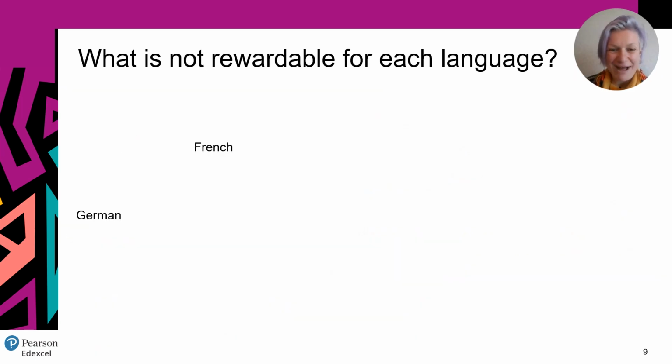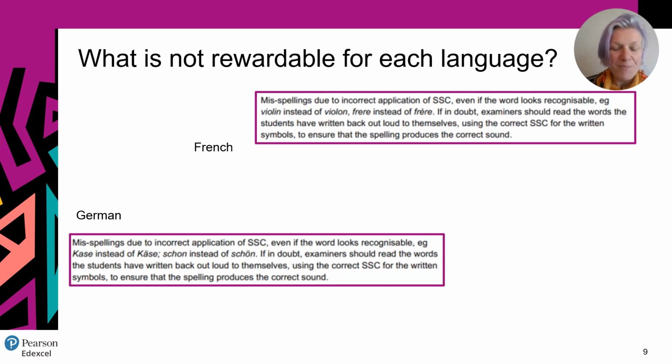So let's look now at words which are not rewardable for each language, because obviously there is going to be a limit beyond which it's actually not possible to give that word a tick. So for both German and French, where the spelling is wrong, because the sound symbol correspondence has been incorrectly applied, then it does not get a tick. And what we're essentially applying here is an ear test.